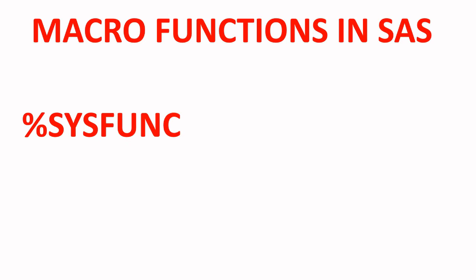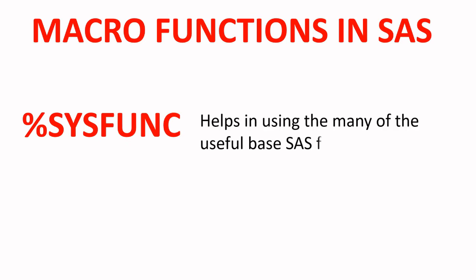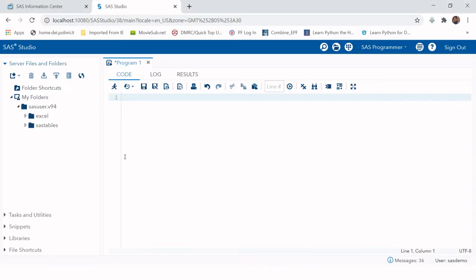The second function we're going to see is sysfunc. It helps in using many of the useful base SAS functions in macros. There are many functions which we use in SAS outside of macros, but those cannot be used within macros. So how can we make them usable? We can make them usable with the help of sysfunc. Let's go to the SAS session and try to understand this.